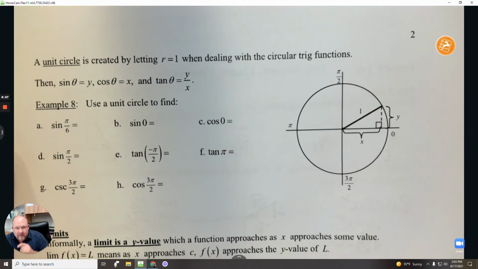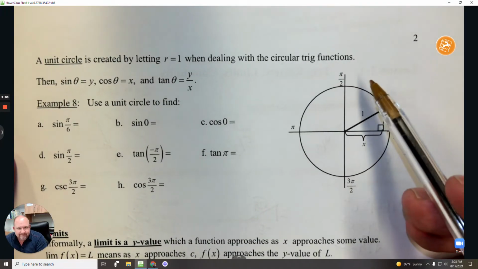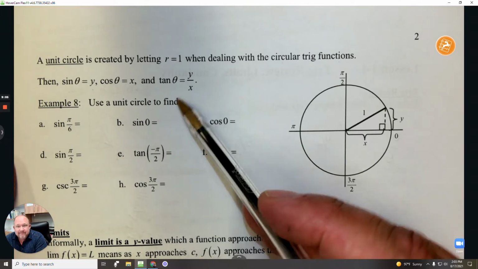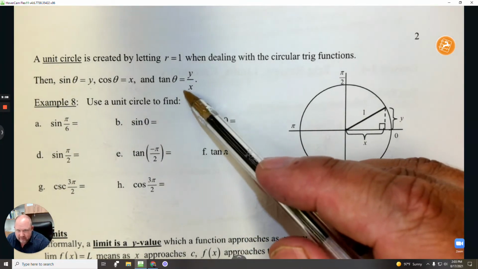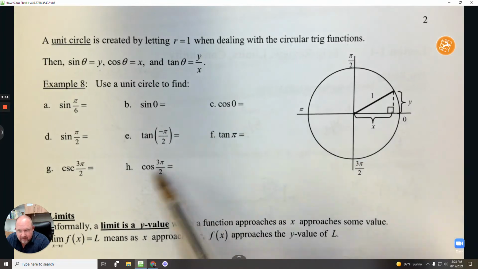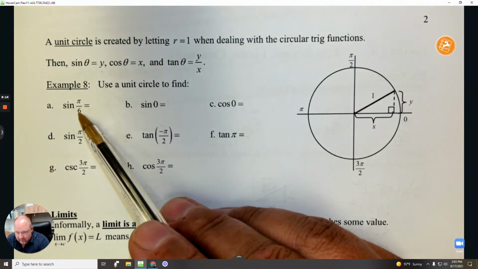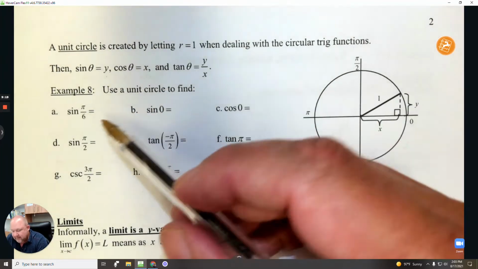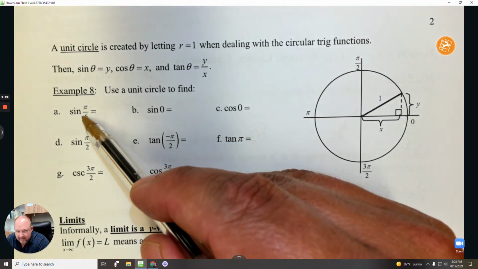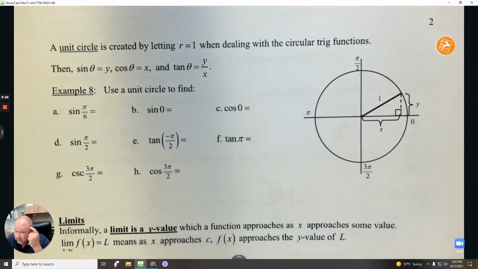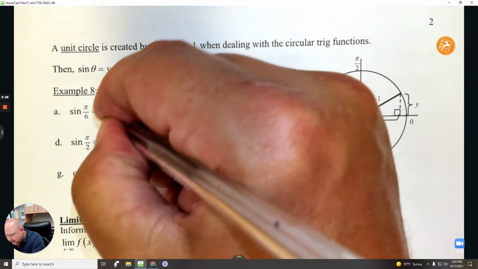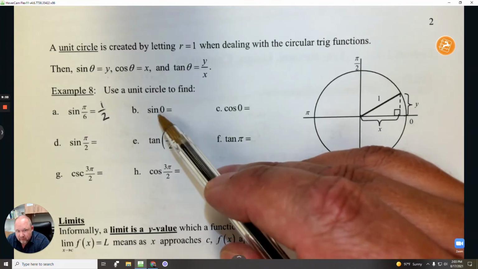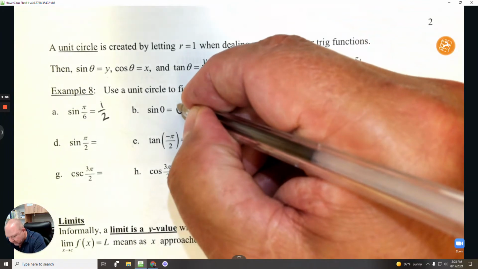All right, number 8. A unit circle is created by letting the radius be 1. And since that, sine theta is the y coordinate, cosine is the x coordinate, and tangent would be y over x. So use a unit circle to find the value of sine at pi over 6. The point at pi over 6 is root 3 over 2 and 1/2. So look at the denominator. It's a 30-degree reference angle. What's the y value there? And you have your answer. What's the value of sine at 0? What's the y coordinate at 0? And the answer is 0.